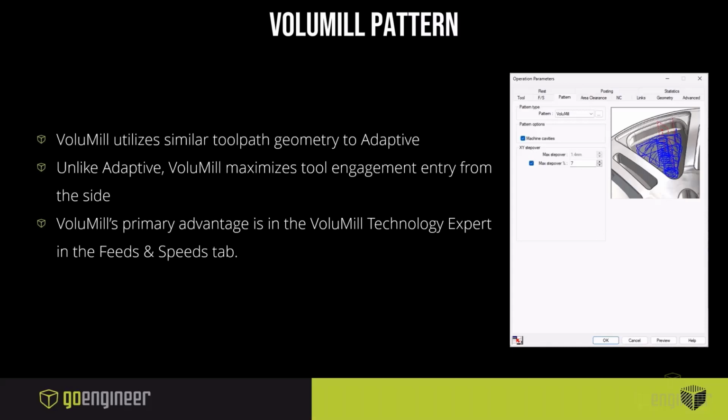VoluMill, though, it uses the same trochoidal strategies, but VoluMill will pull in from the side if your geometry allows for it. So you'll get maximum tool engagement right away. That's advantageous for trochoidal machining because the entire thing is designed to even out your tool pressure over the entire operation and to maintain that consistent engagement so that your tool wears as evenly as possible. And the big advantage for VoluMill is the technology expert that's in the feeds and speeds tab. We'll poke around in that in the live section.